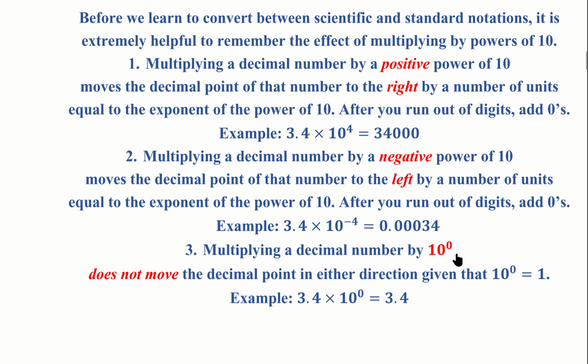And multiplying a decimal number by 10 to the 0, of course, doesn't move the decimal point at all. Because think about it. What is 10 to the 0? It's 1. So what happens when you multiply a number by 1? Remember, this is 1. Nothing happens, right? You get the number you started with.